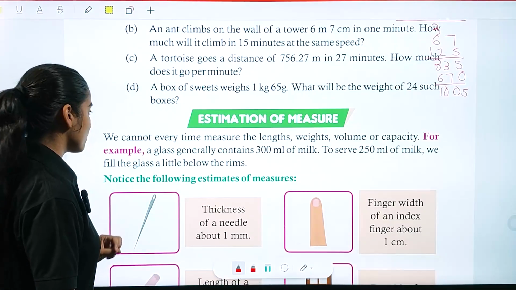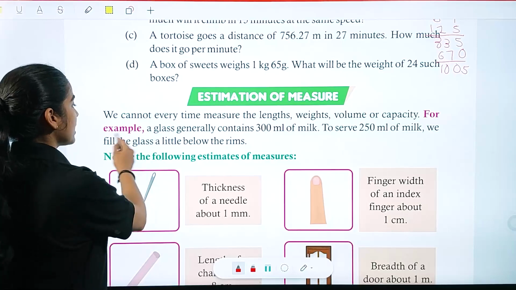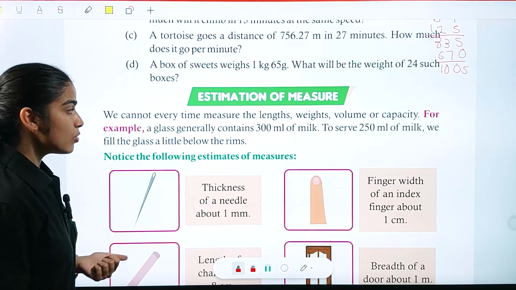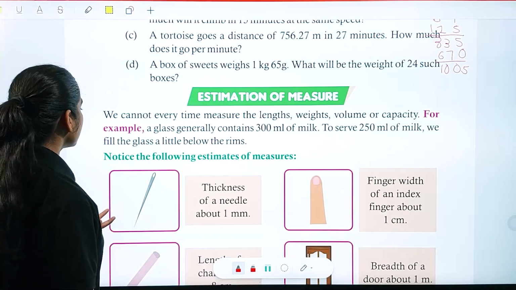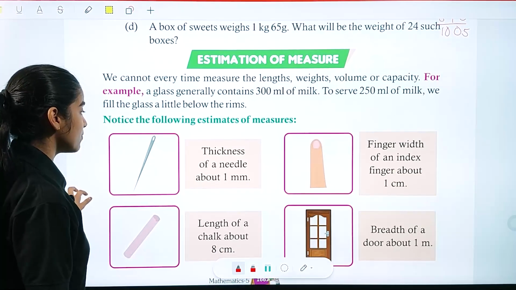Now estimation of measure. We cannot every time measure the length, weight, volume or capacity. For example, a glass generally contains 300 ml of milk. To serve 250 ml of milk, we fill the glass a little below the rim. Notice the following estimates of measure.